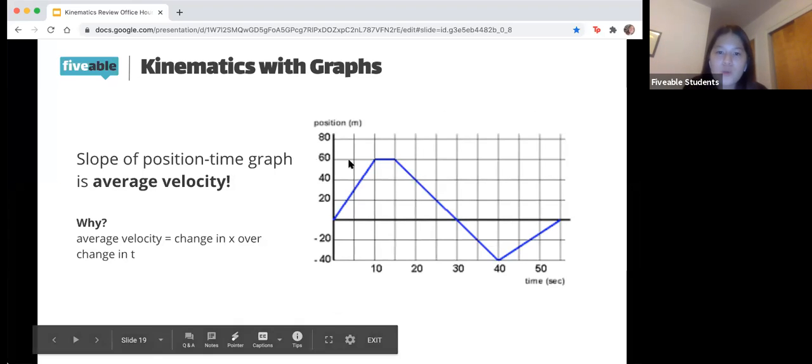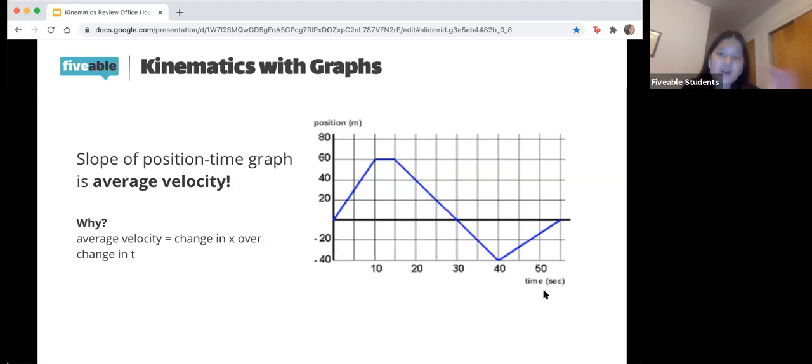So let's first go through the position time graph. I want to emphasize this so many times: be very careful with the labels on your y-axis. The x-axis will always be time when it comes to kinematics, always time. But your y-axis, be very careful. It can either be an acceleration time graph, position time graph, or velocity time graph, and all 3 show different things. So here we have a position time graph.